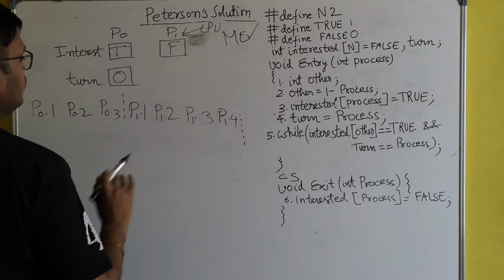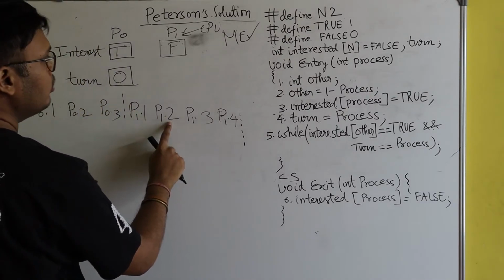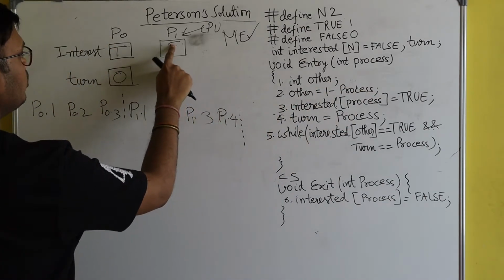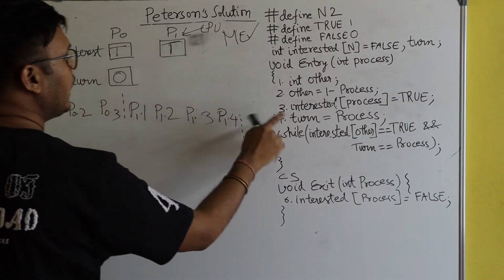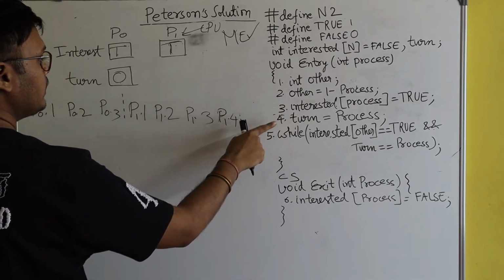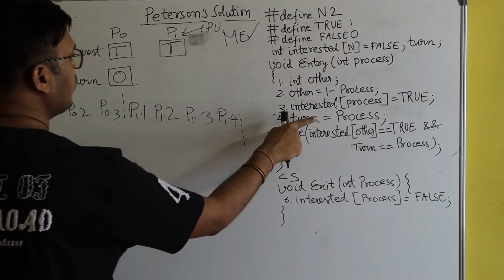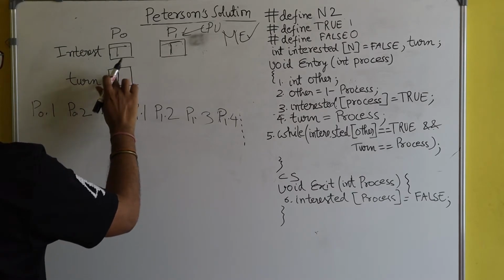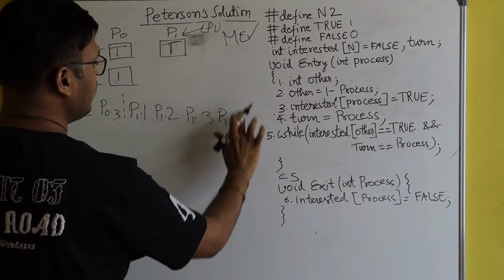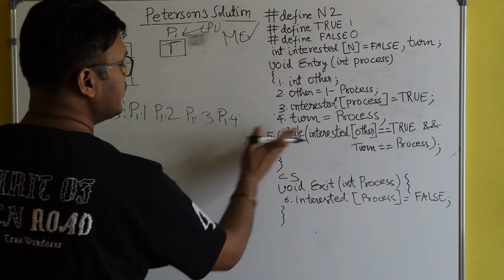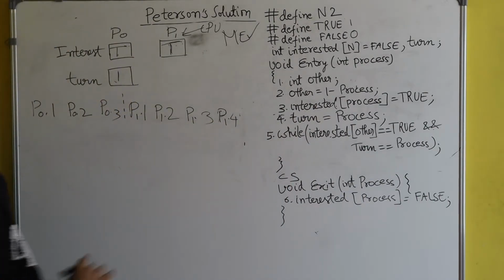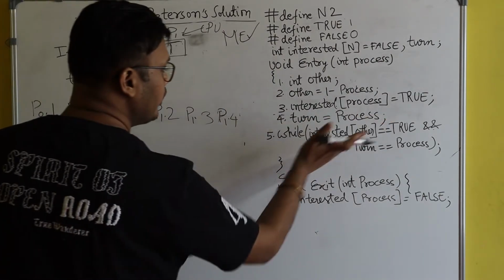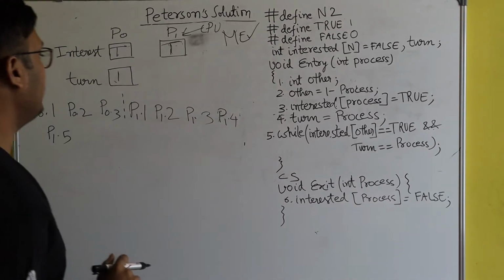Then what happened? P1 executed line number 1, line number 2, line number 3. In line number 3, the interest of P1 became true. And after that, P1 set the value of turn, so now turn is equal to process. And after that, when P1 tried to execute this while loop, you see what happened.